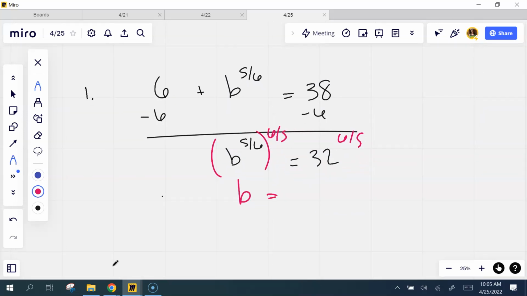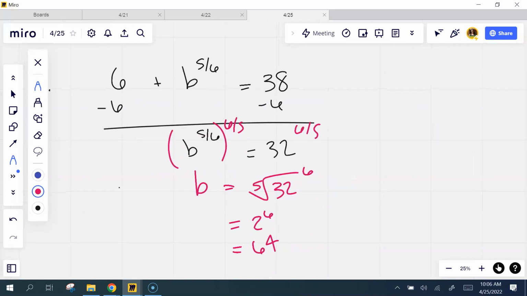But now the question is, what's 32 to the 6/5? So now you've got to rewind back to those radical properties. Remember, what's it look like? Close, the other way around. Not the 6th root, but the 5th root. Remember, the one in the bottom is the root, so the 5th root of 32 to the 6th power. What's the 5th root of 32? It's 2, and then 2 to the 6th power is 64.